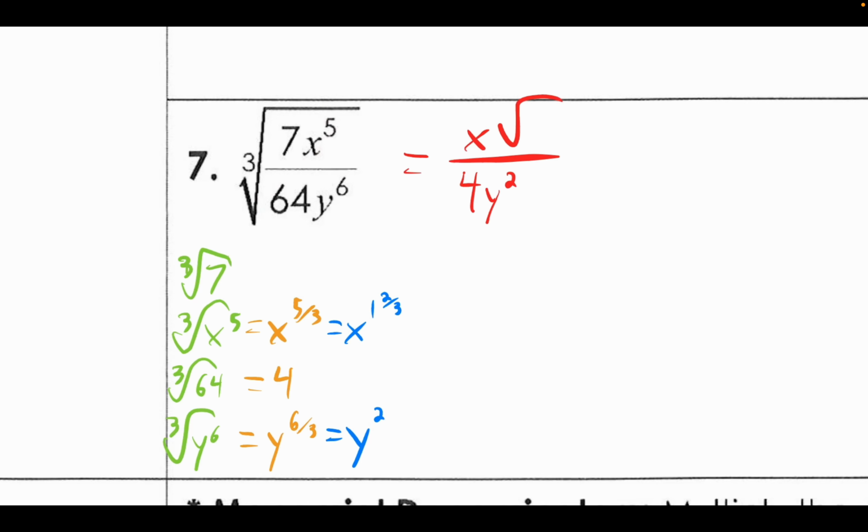Then on the top we have the cube root of 7x squared. We have the cube root of 7, and then this 2/3 tells us it's x cube root of x squared. And on the bottom we don't have any more cube roots. So that's our answer.